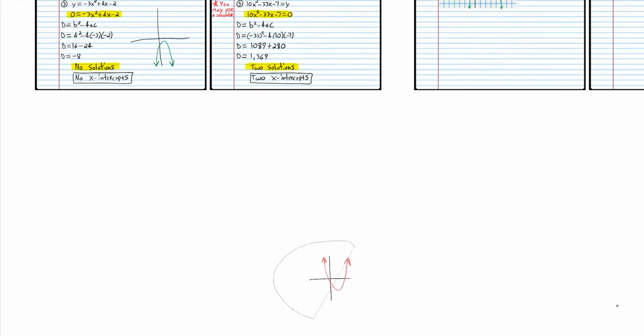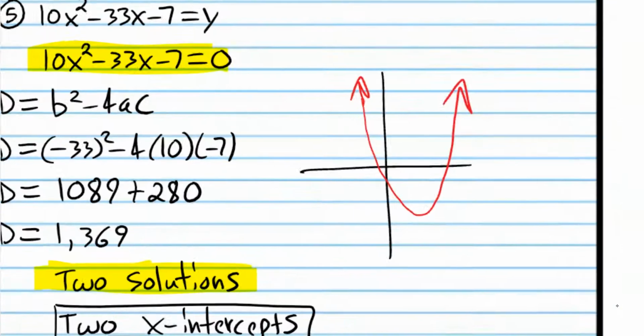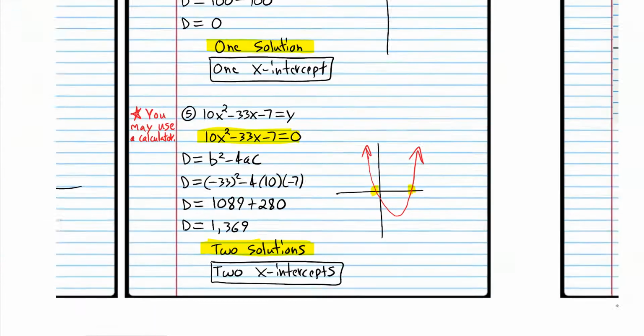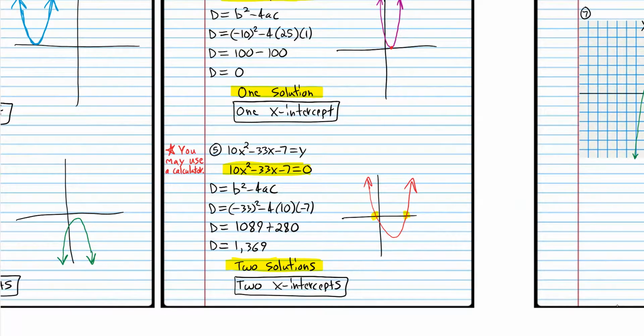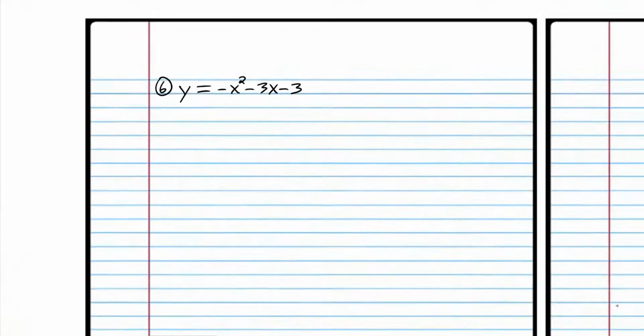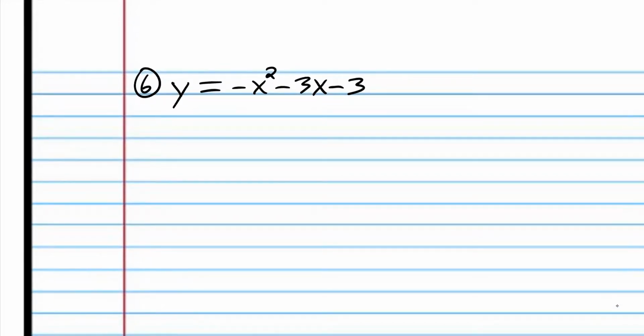And if you graph that equation, it would look something like this. You can see there are two places where the parabola crosses the x-axis. So if you got that answer, good job. Okay, let's do one more of these. Try number 6. Find the number of x-intercepts, and when you come back, we'll do it together.